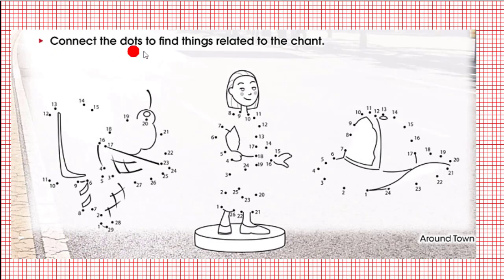We have to connect the dots to find things related to the chant. Entonces, cada párrafo que tú has escuchado y has relacionado, digamos aquí, es mostrado acá en Keywords, right? But each picture is not completed. So you have to look at first all the numbers. Mira los números con los puntitos, ellos te están dando una idea de cómo comenzar la unión. ¿Yes? Estas tres figuras, como dije antes, están relacionadas a la canción.